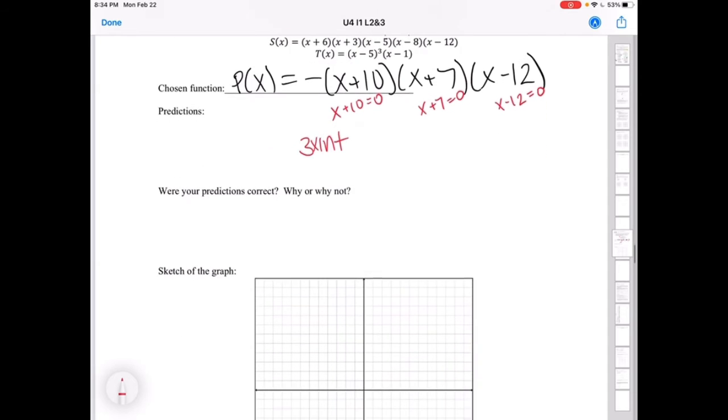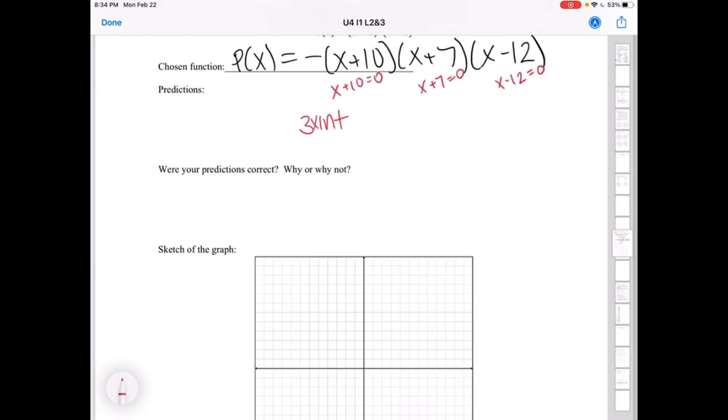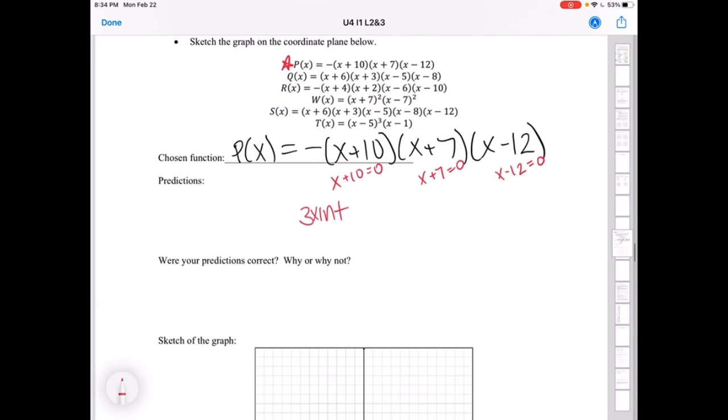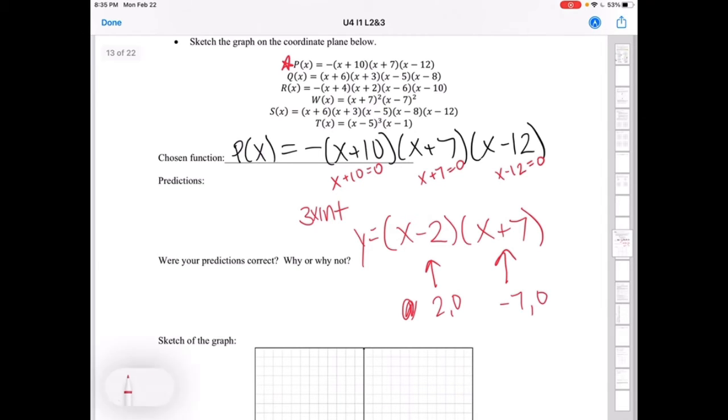I know my prediction is going to be correct because we've worked with factoring before and graphing quadratics, which if you have 2 solutions for x, like for example, if y was equal to x minus 2 times x plus 7, then you know it's going to have 2 roots at (2, 0) and (negative 7, 0). So just a little refresher there.